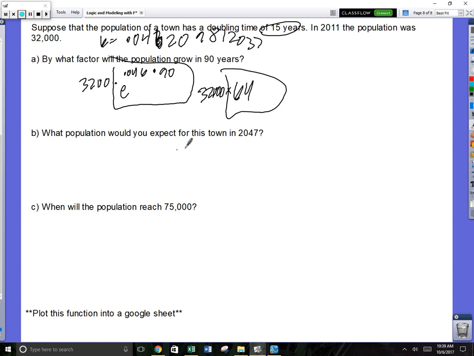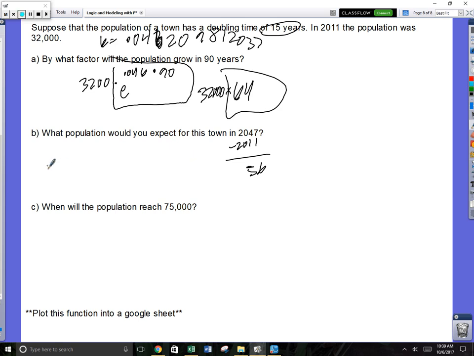What population would you expect for this town to be in 2047? I'm going to call 2011 time 0, so I'm going to subtract 2011. How much time changed from 2011 to 2047? That's 56 years later, so 56 is what I'm going to put in for t. This one's all arithmetic. This one's not bad.